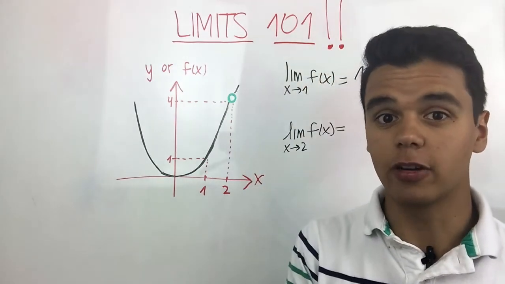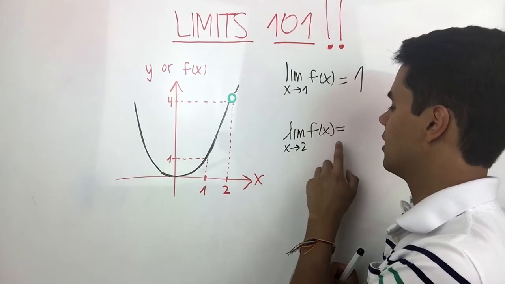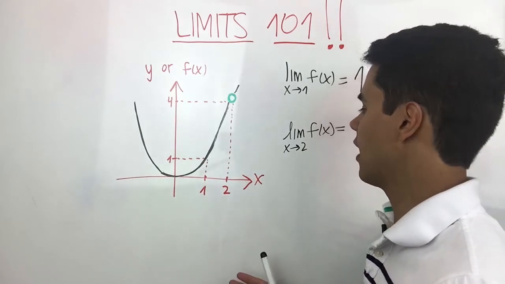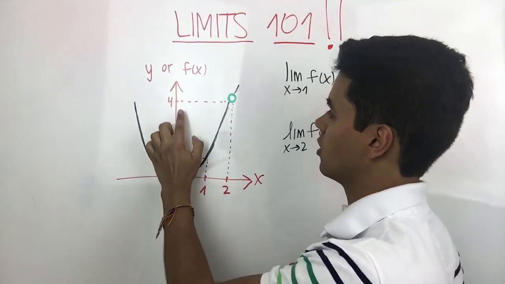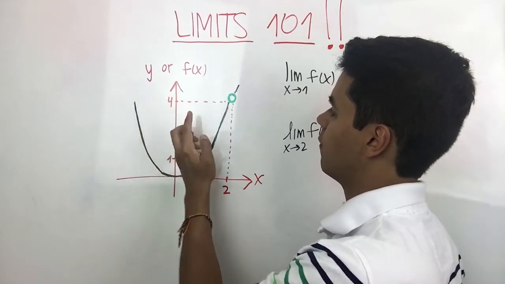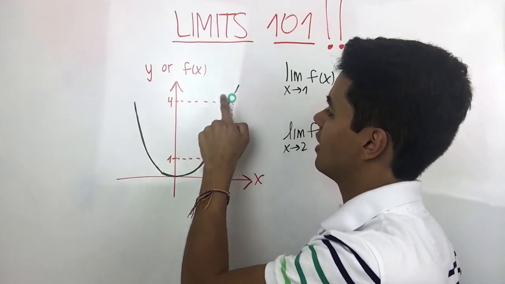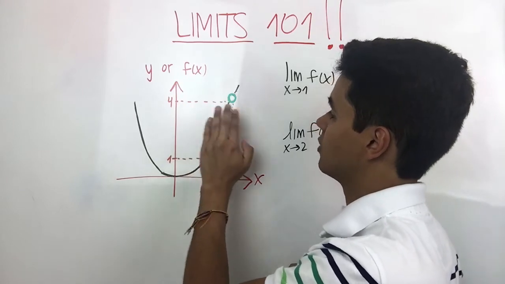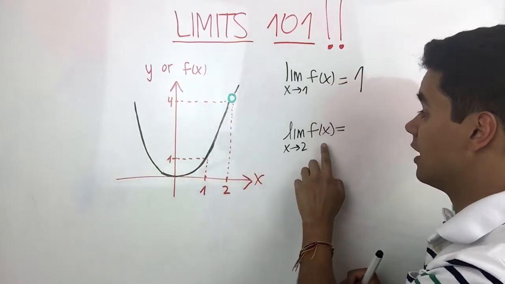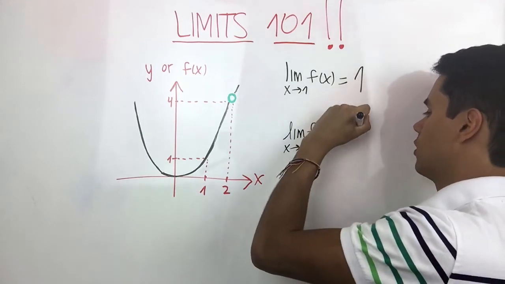Now let's think about our second limit. The limit as x approaches 2 of f of x is going to be equal to a certain value. So as our x gets closer to 2, our y values are going to get closer to 4 from this side and from this side. As you see here, from the right it's going to decrease until we get to 4, and from the left it's going to increase until we get to 4. So our limit as x approaches 2 of f of x is equal to 4.